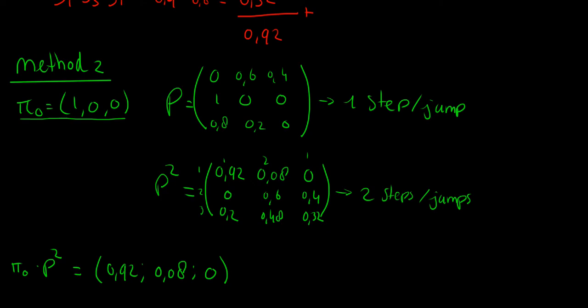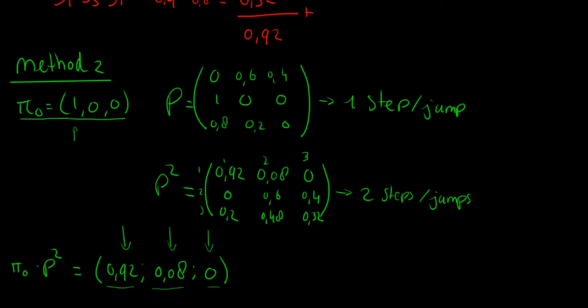If we are starting at the first lily pad, there is a 0.92 probability that we end up on lily pad 1. There's a 0.08 probability that we end up on lily pad 2, and there's a 0 probability that we end up on lily pad 3. This is a fairly straightforward method as well. We're just looking at matrix multiplication and our initial distribution. If we want to know if we end up in lily pad 1 again, we look at this value. If we start at lily pad 1 and want to end up at lily pad 2, we know the probability is 0.08, and the same for lily pad 3.